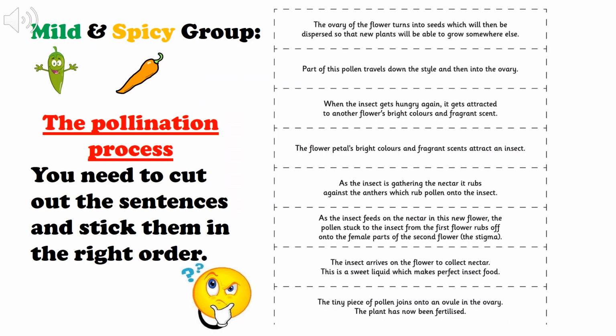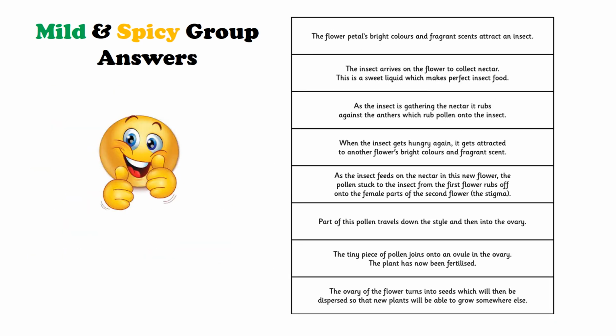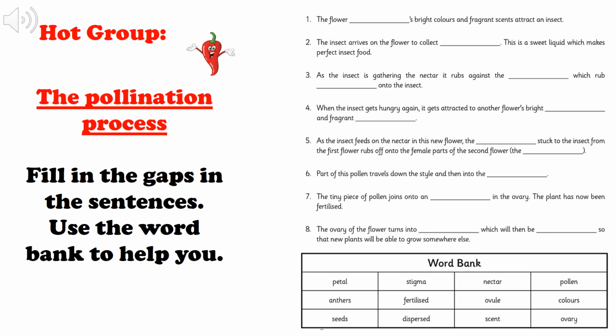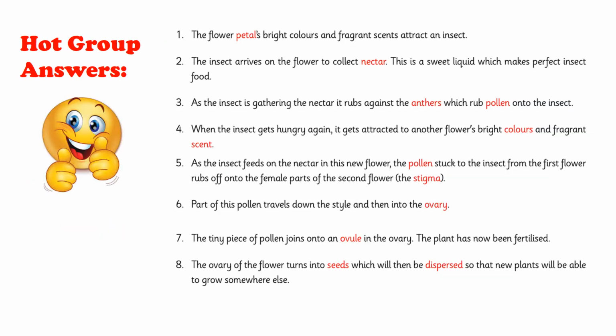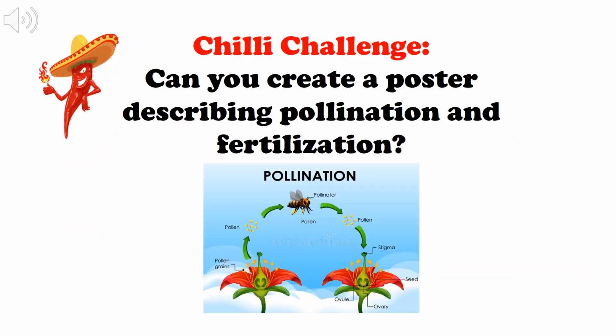So on the screen in front of you is the mild and spicy task for today. You will need to cut out the sentences and stick them in your books in the right order. On the screen in front of you is a hot task for today. You will need to fill in the gaps in the sentences using the word bank at the bottom of the screen to help you. The Chilli Challenge task for today is for you to create a poster describing in your own words pollination and fertilization.